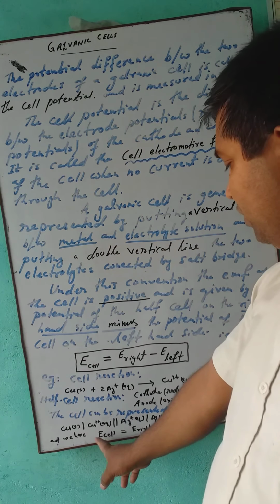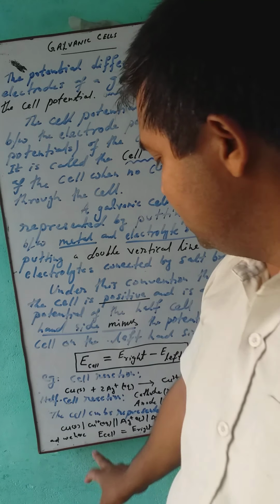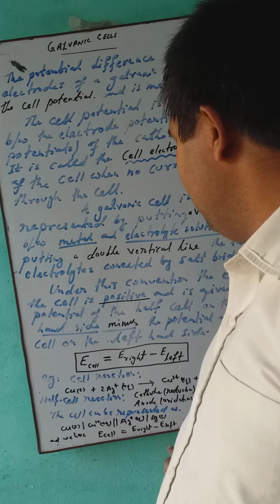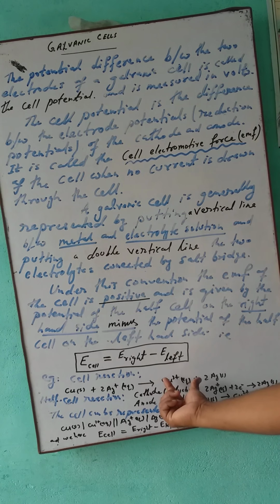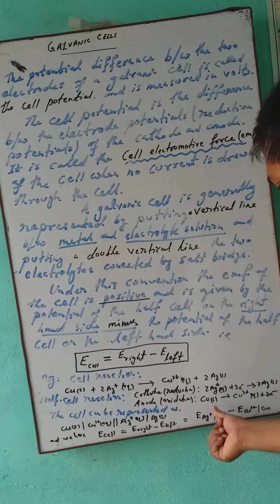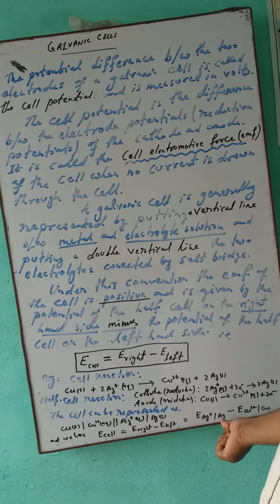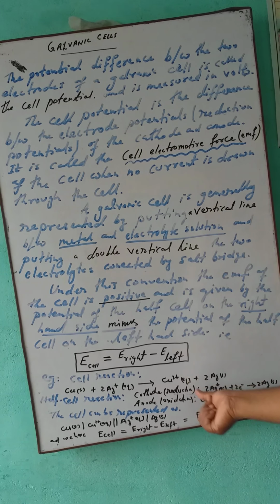And above we can also write the relationship. What is the relationship? E cell equals E right minus E left, where E right is the right side. So E right is silver ion, vertical line, silver, minus E left, copper ion. Here the copper ion is formed, copper ion, then copper.